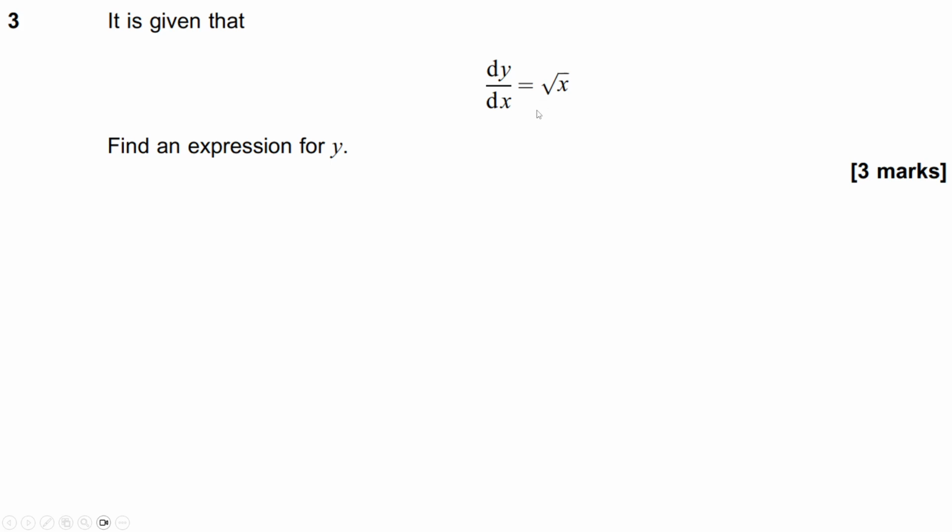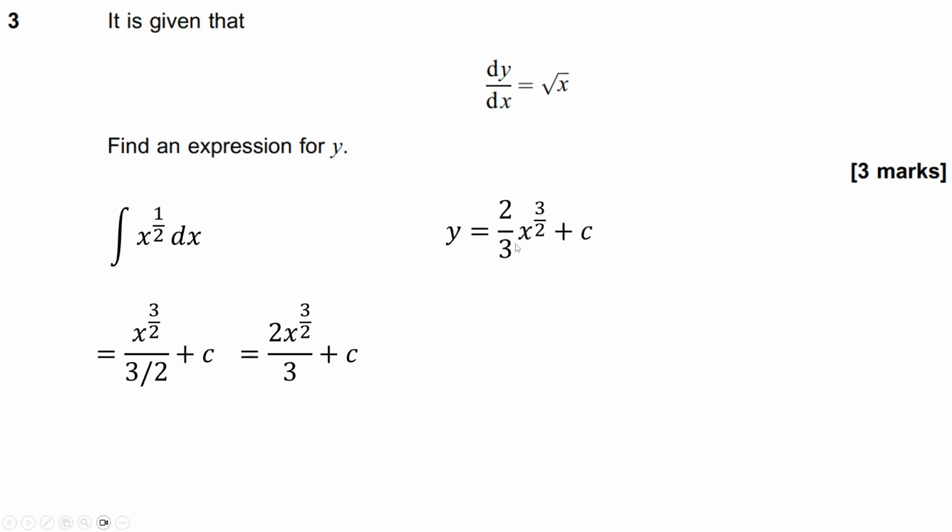It's given that dy by dx is this, and you want to find an expression for y. Just integrate both sides so that dy by dx cancels. This is x to the power of a half. Increase the power by 1, then divide by the new power. This is a half plus 1, so it's x to the 3 over 2 divided by 3 over 2, which is just this, and then plus c, obviously, because it's the constant that you need. And then you can just write this like this if you really want to.